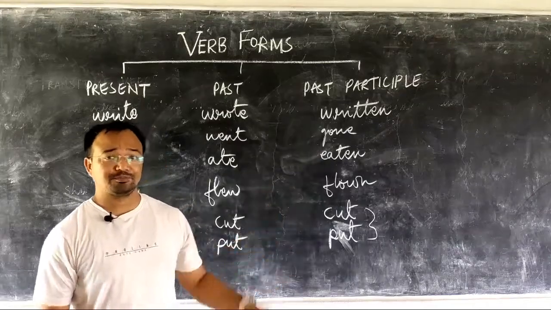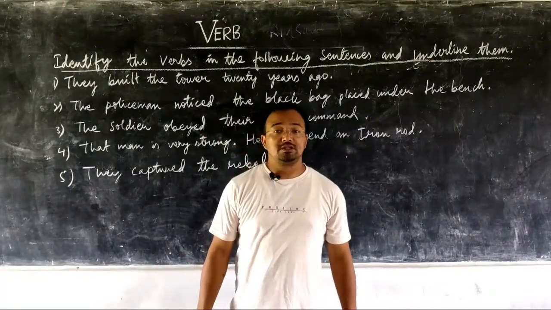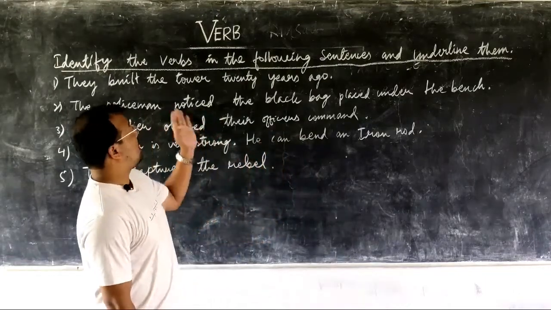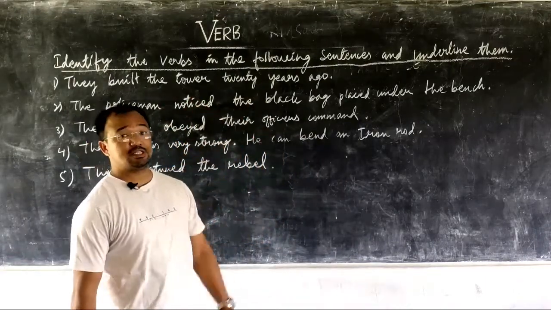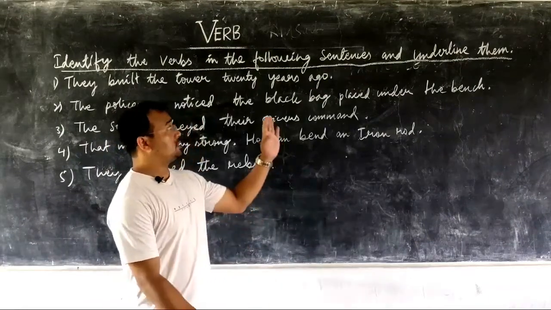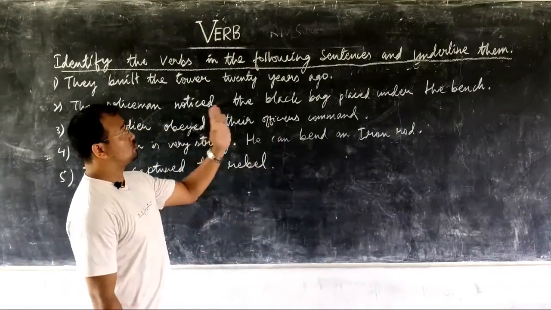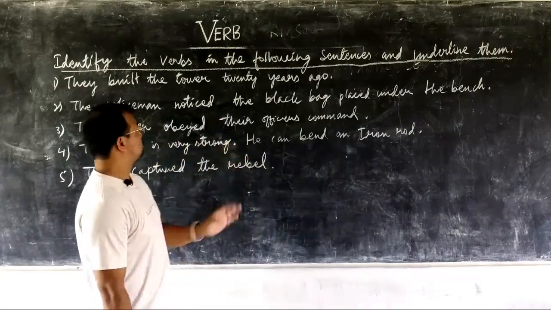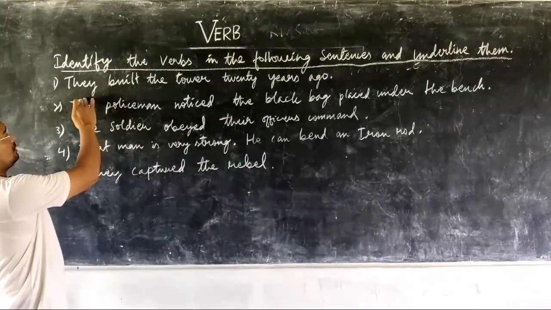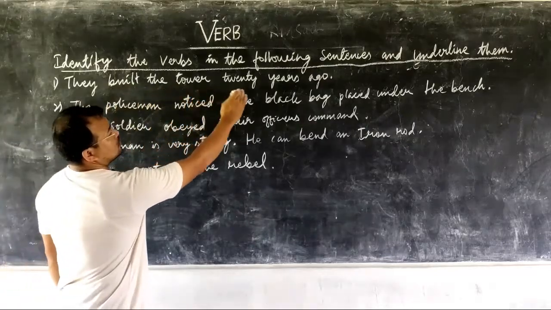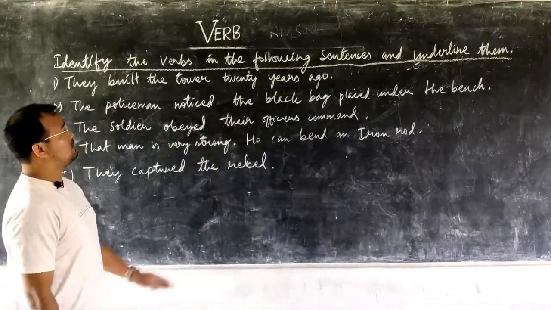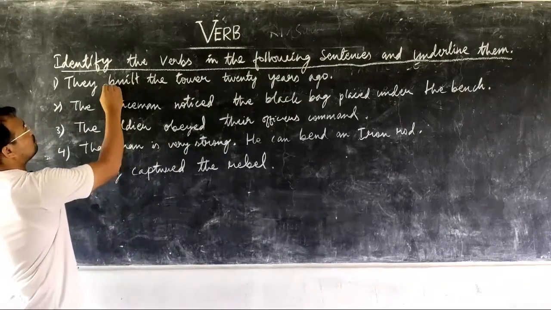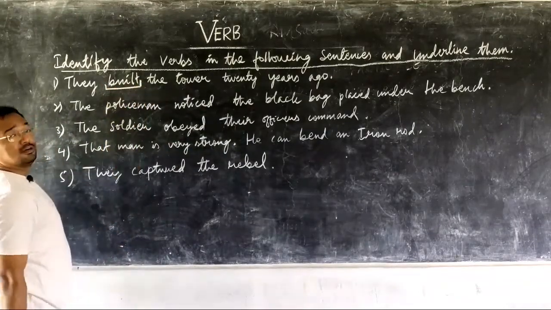Now you can see a set of verb form questions in which you need to identify the verb in the following sentences and underline it. These are the five sets of questions. I am teaching you right now how to find the verb in a sentence. See sentence number 1, they built the tower 20 years ago. Which one is the verb? You need to find it out. Here the word built is the verb.